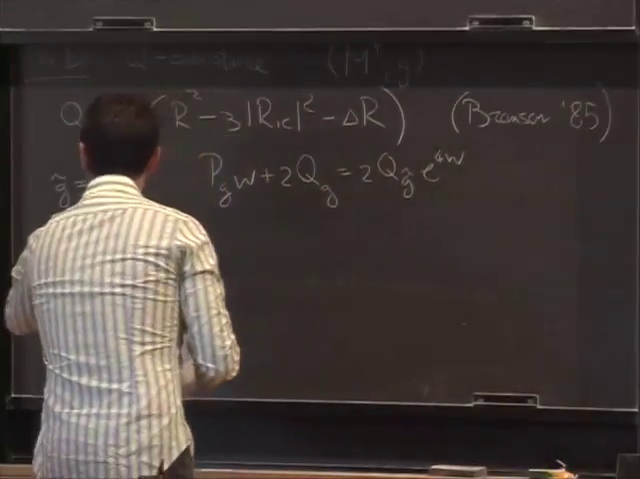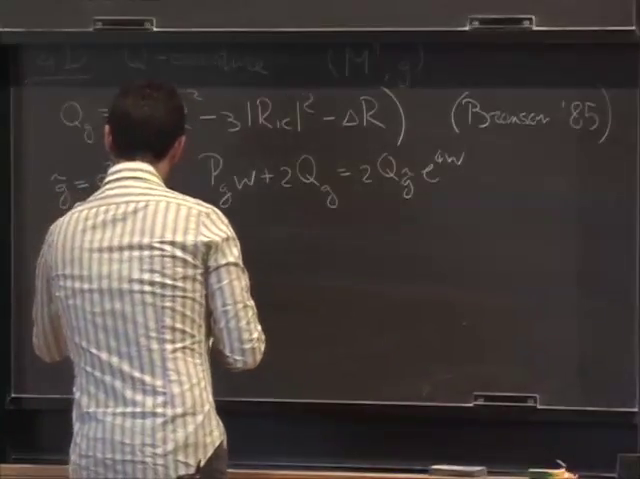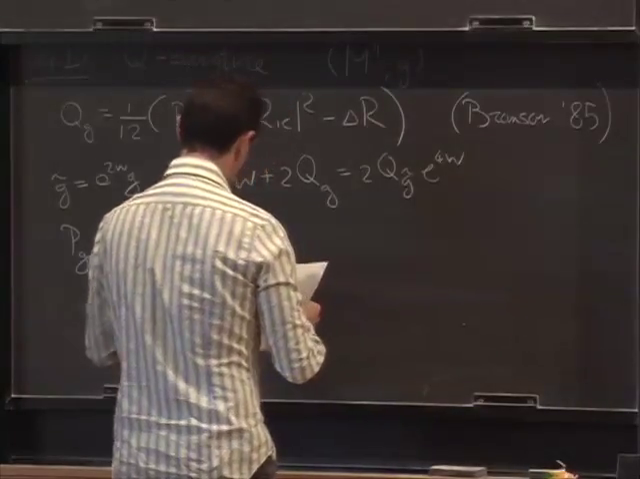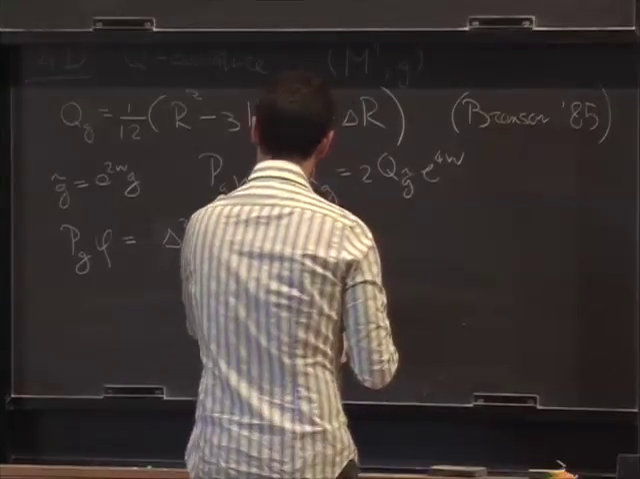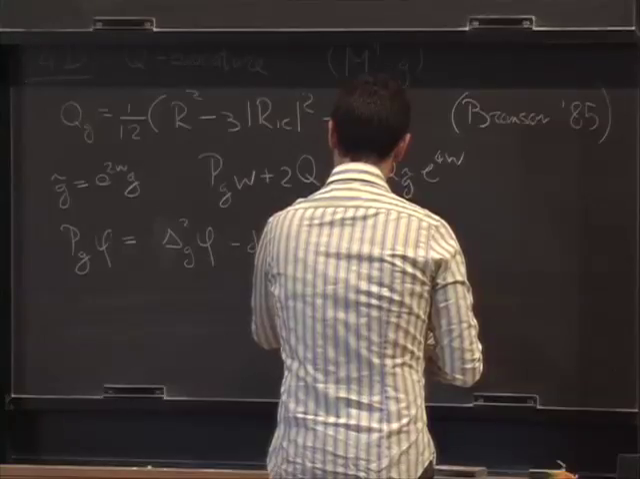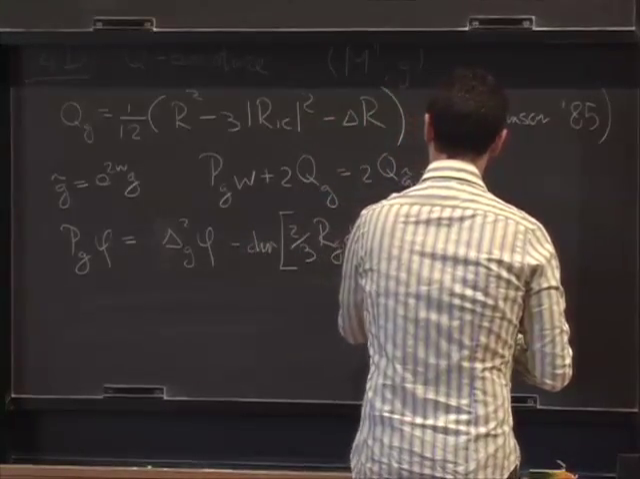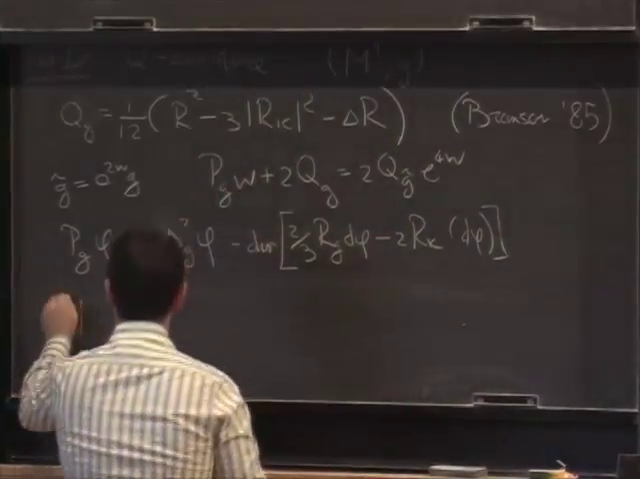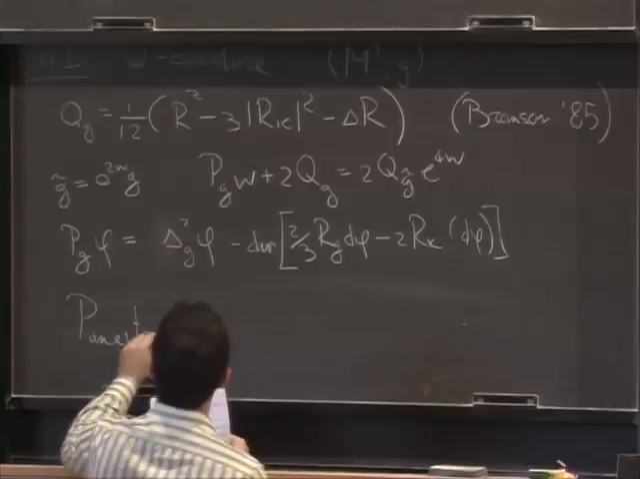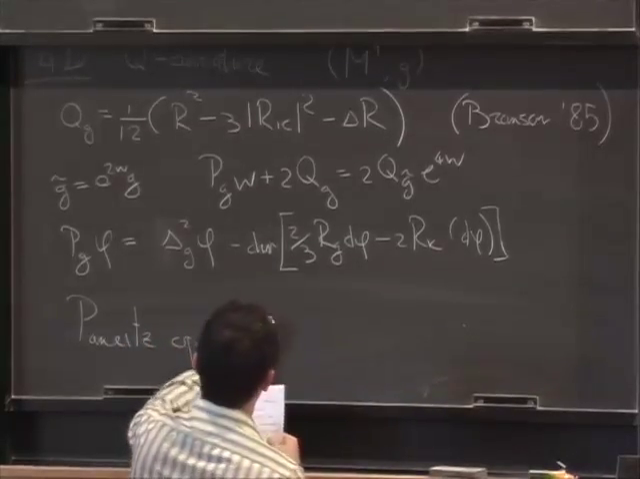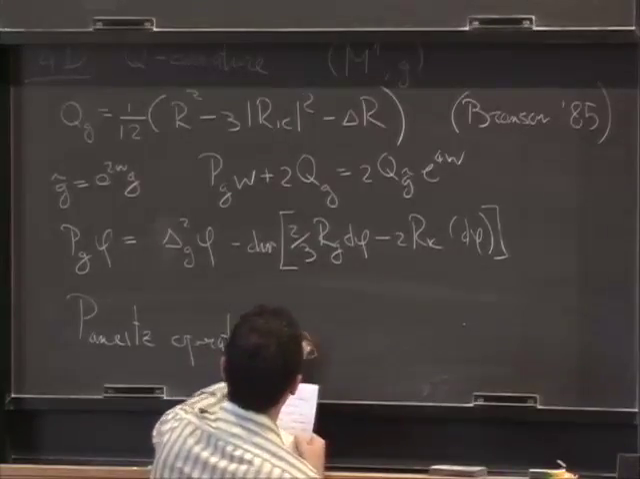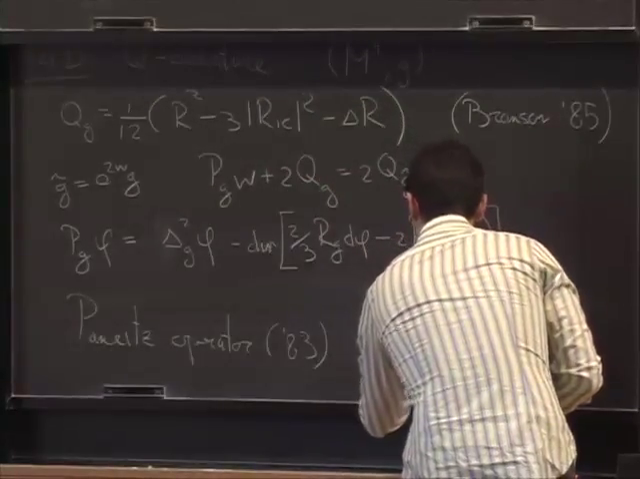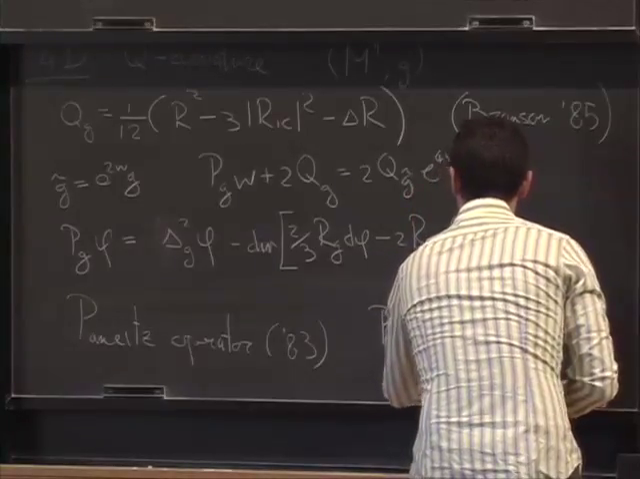Okay, what is Pg? Pg is the following operator. So the principal part is the Laplacian squared of phi. And then you have to add some curvature terms: minus divergence of 2/3 Rg d phi, minus 2 Ricci d phi. Okay, and this operator is called the Paneitz operator. So it was defined by Paneitz in 1983. And there is an analogous transformation law under conformal change of metric. In fact, Pg tilde is e to the minus 4w times Pg.